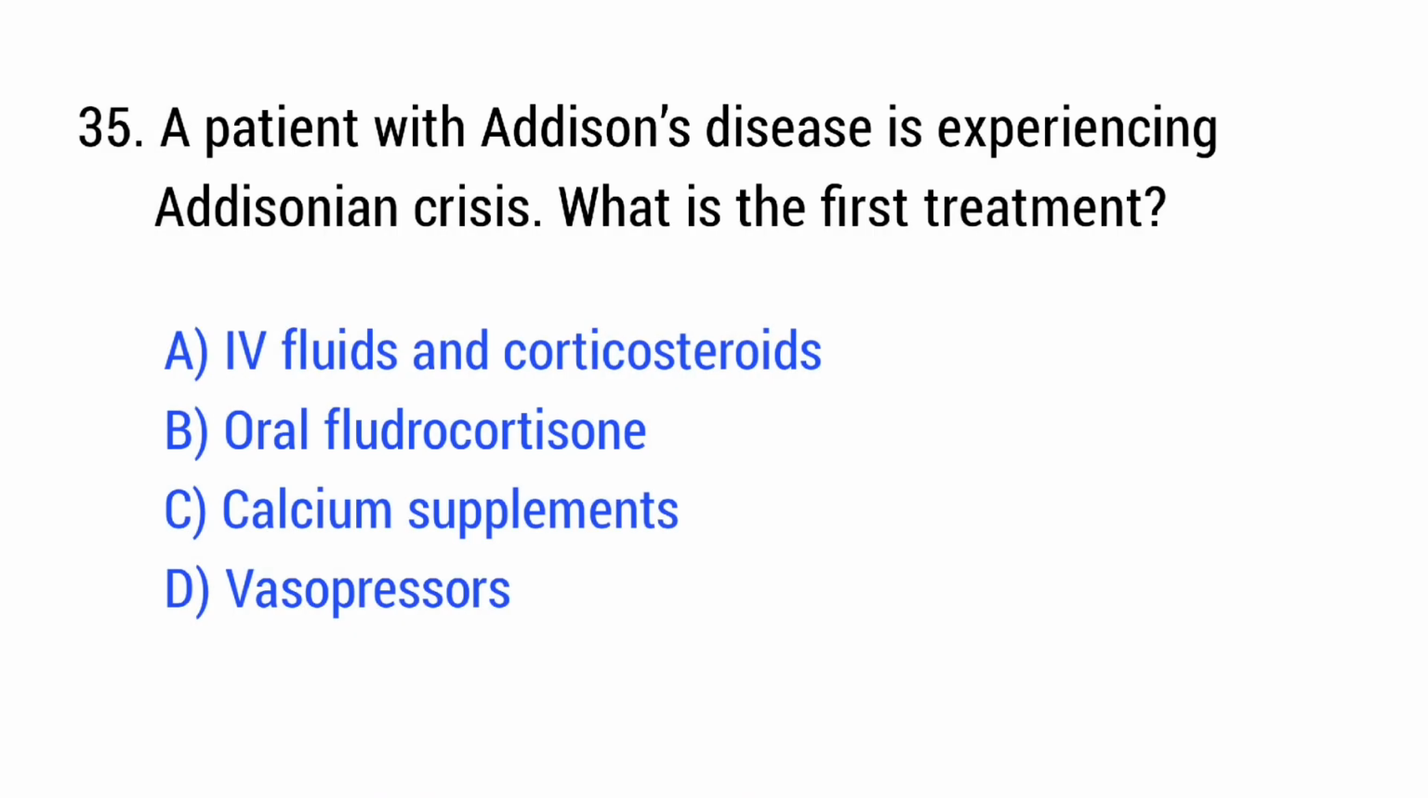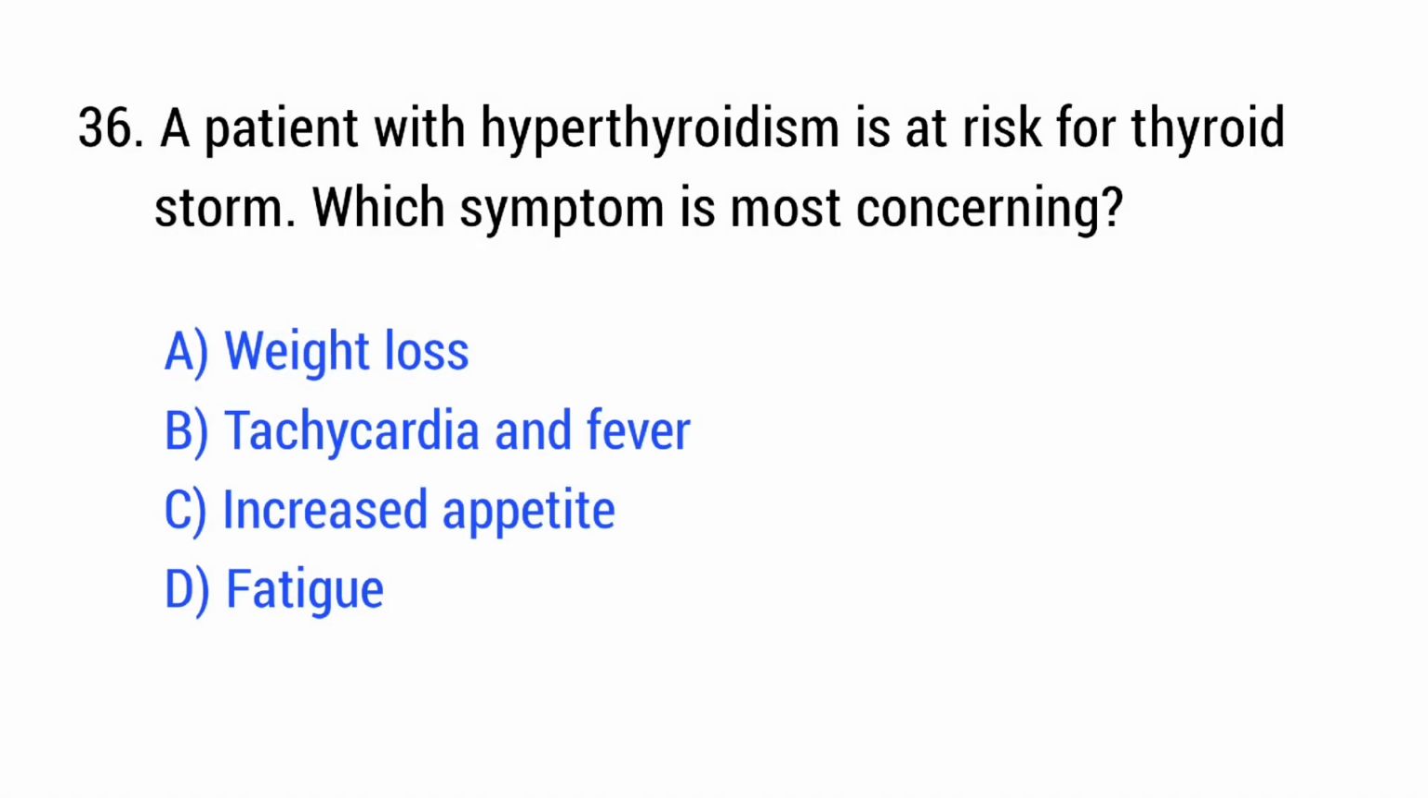Question number 35. A patient with Addison's disease is experiencing an adrenal crisis. What is the first treatment? The right answer is option A, IV fluid and corticosteroids. Question number 36. A patient with hyperthyroidism is at risk for thyroid storm. Which symptom is most concerning? The right answer is option B, tachycardia and fever.